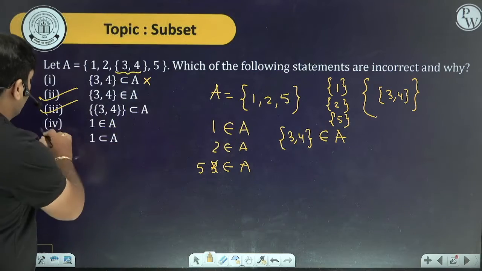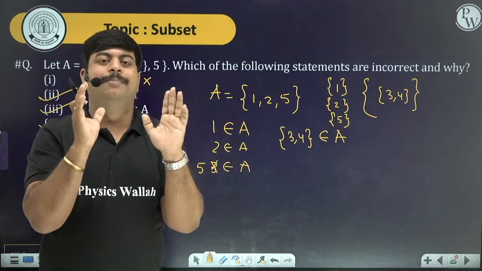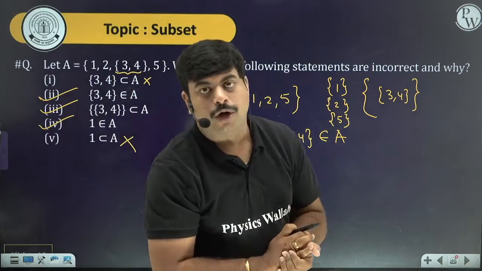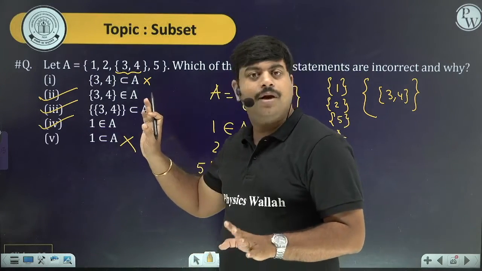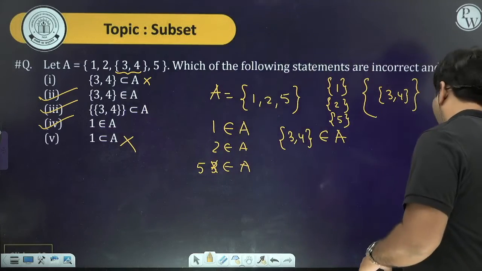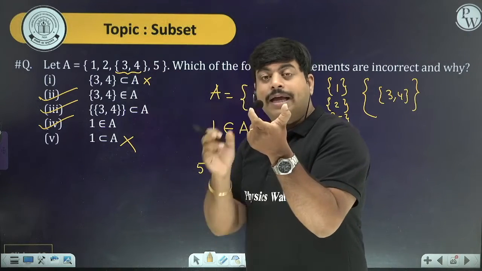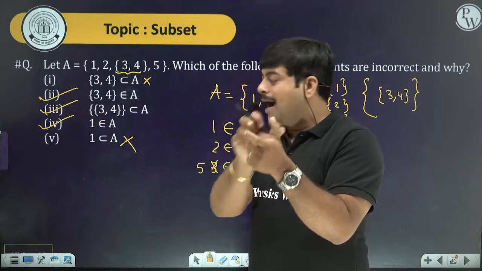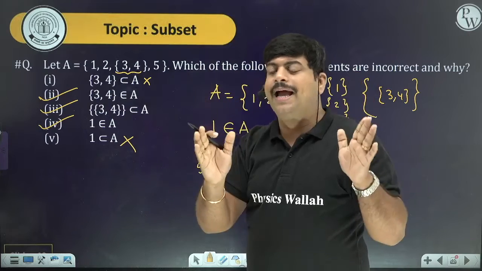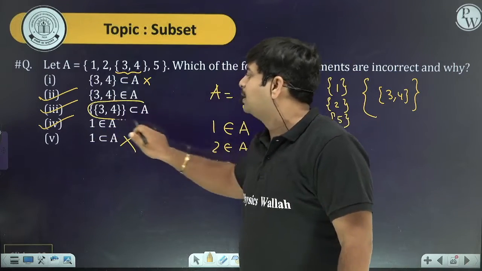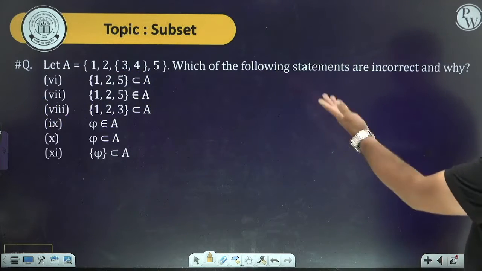1 belongs to A, correct. 1 is a subset of A, wrong. Again, I told you a subset should always be inside braces. Here the braces are not there, so this is again wrong. Right people? Don't get confused. Once again, if you're confused, listen to what I said. {3, 4} is one element including the brackets. So that particular element belonging to A is correct. Keep one more set of brackets, and that is a subset of A, that is correct. Right, next one. The same thing you can try, people.